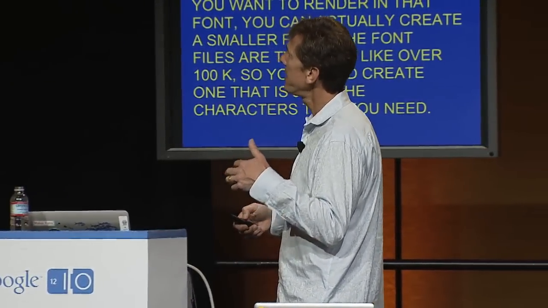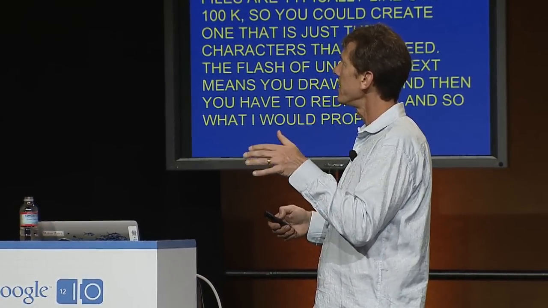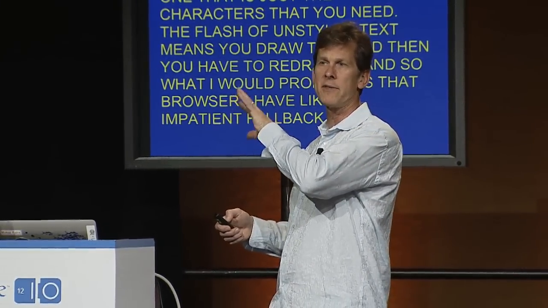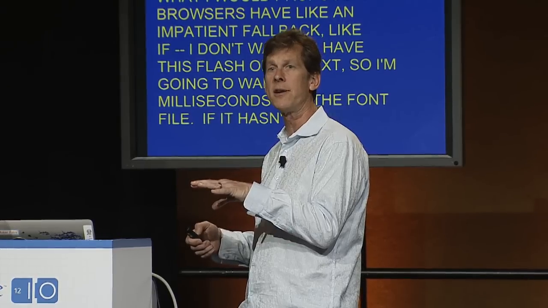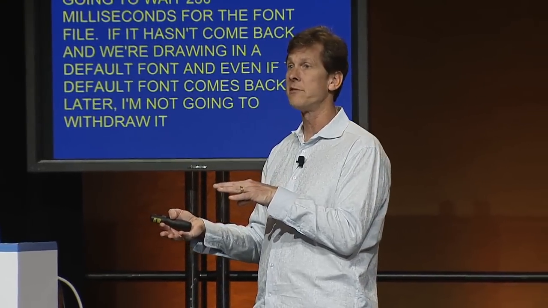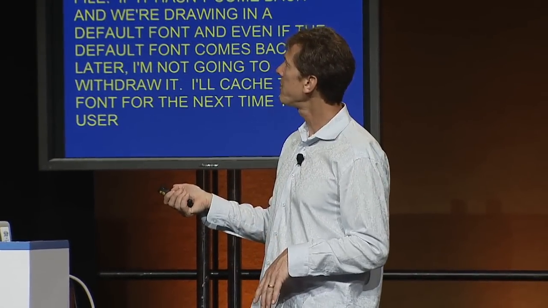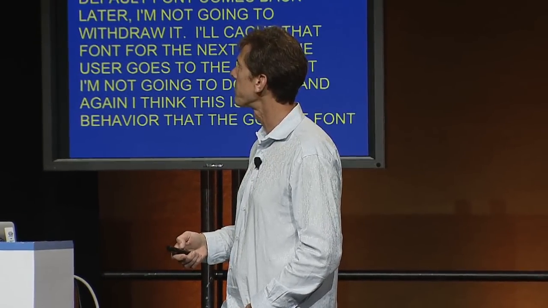The flash of unstyled text means you draw text and then you have to redraw it. So what I would propose is that browsers have an impatient fallback. If I don't want to have this flash of my text, I'm going to wait 250 milliseconds for the font file. If it hasn't come back, I'm going to draw it in a default font. And even if the font file comes back later, I'm not going to redraw it. I'll cache that font for the next time the user goes to the page. And again, I think this is a behavior that the Google Fonts library and Typekit loaders do automatically for you.